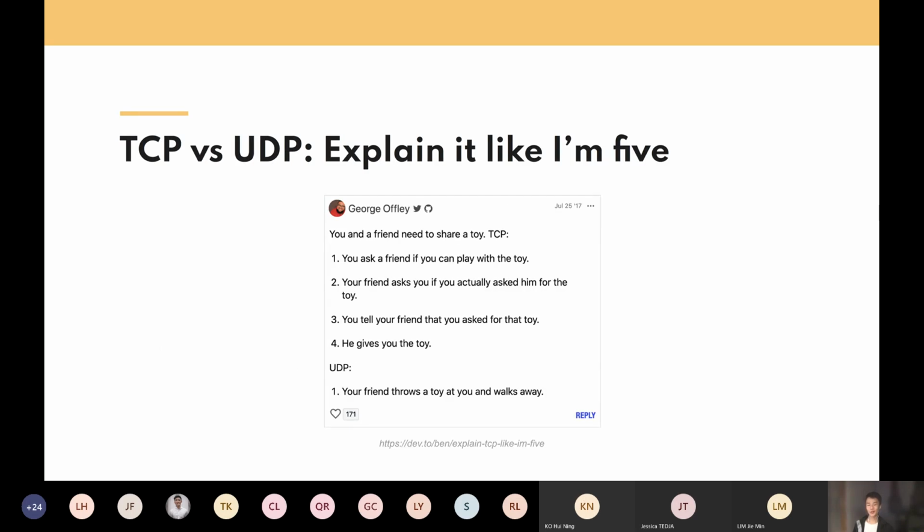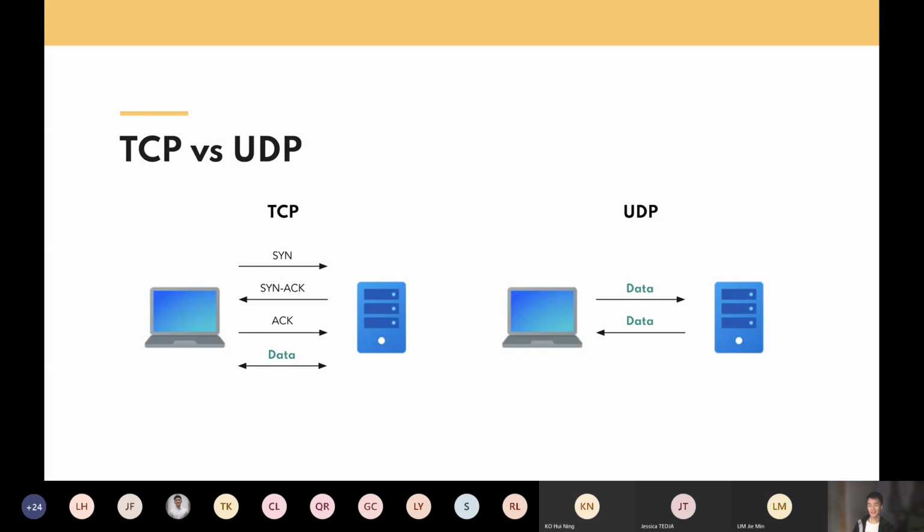And it's a quick little joke, but TCP is like asking a friend for a toy. Your friend confirms that you want the toy, and you say, yes, I want the toy, and they'll give it to you really, really carefully. But UDP is more like, oh, here you go, and you don't really care about it anymore. It's just thrown away. And yeah, that's just a quick little analogy.